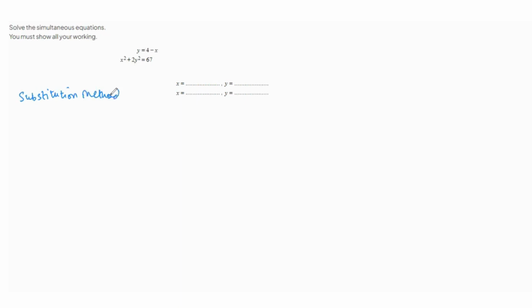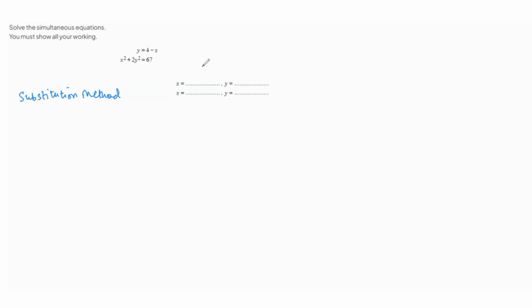The reason why I'm using the substitution method for this is because the other equation is a quadratic equation. And for us to eliminate one of those variables, it's going to be quite difficult because then we'll have to multiply the first equation by either of the variables which we're trying to eliminate, and that would create an x and y situation. It's easier to just use the substitution method, make one variable the subject of an equation and substitute it into the other one.